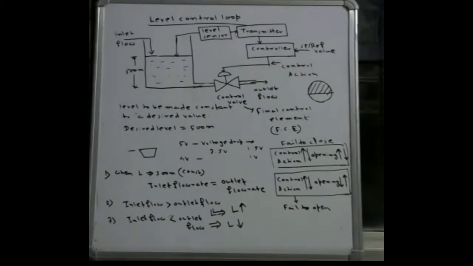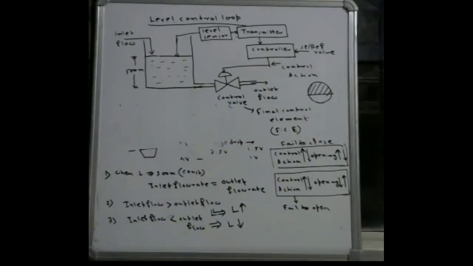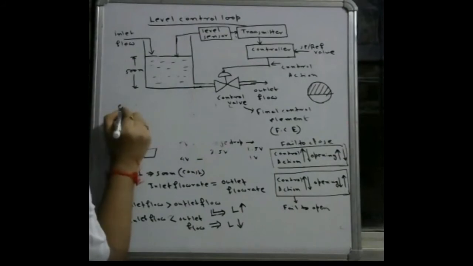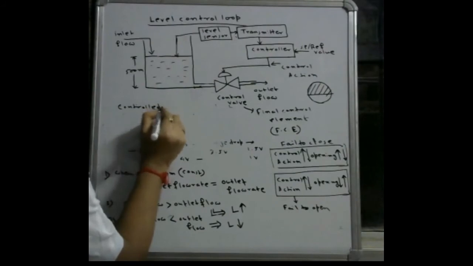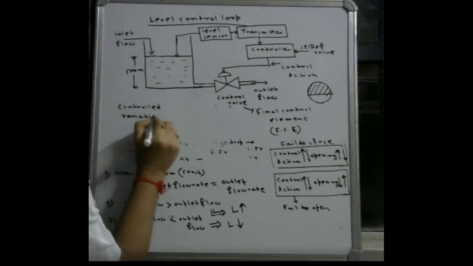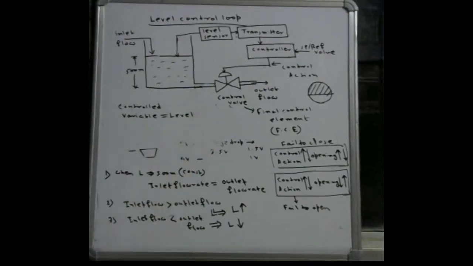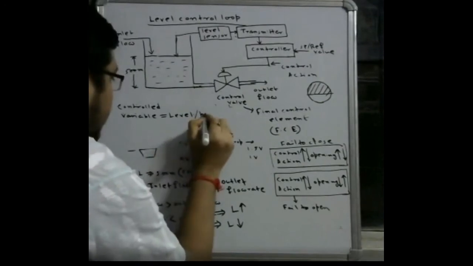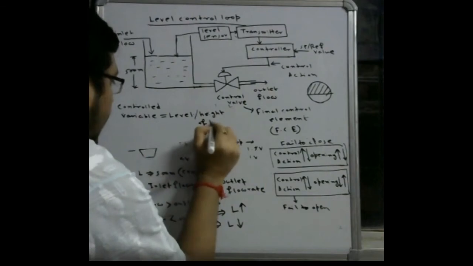So now in this case, which one is the controlled variable? In this case, the controlled variable is the level or height, the height of the liquid.